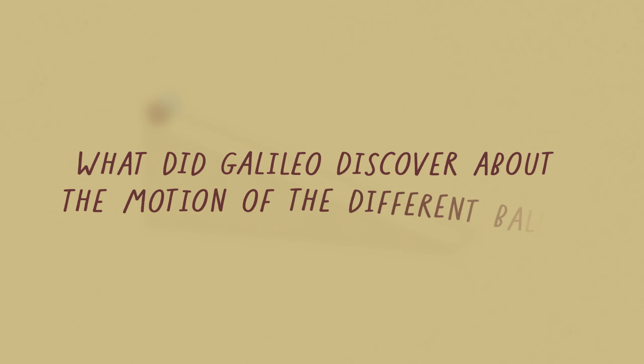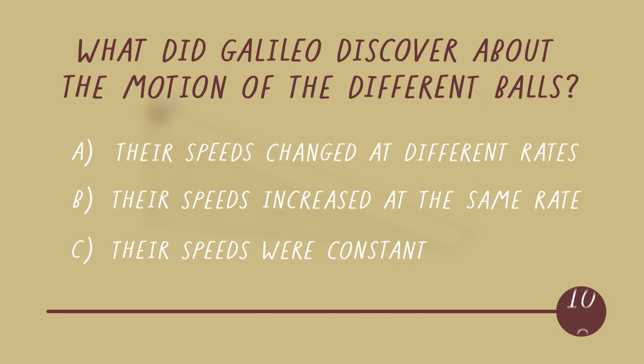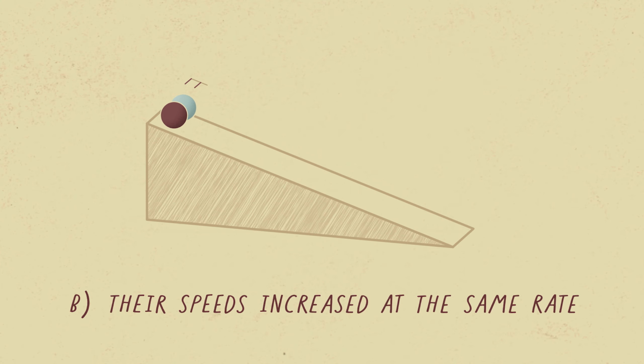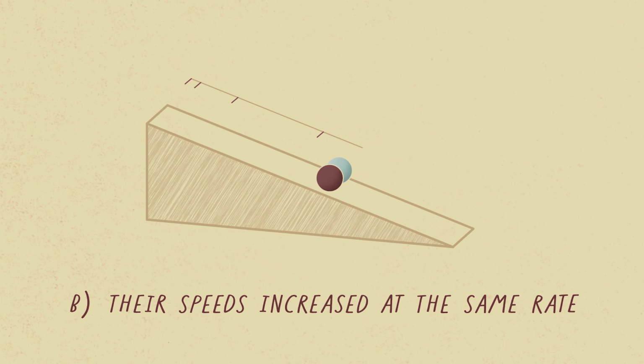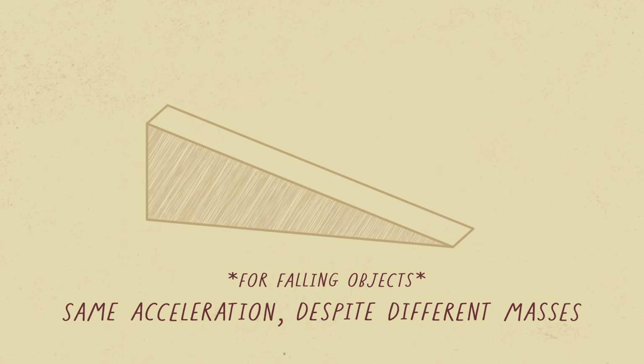What do you think he discovered about the motion of the different balls as they rolled down the ramp? Galileo had found that the balls traveled a larger distance down the ramp every second, and had the same acceleration rate despite their difference in mass.